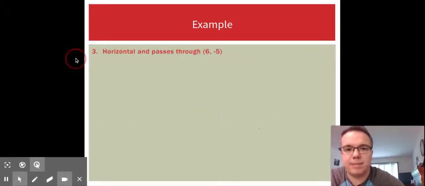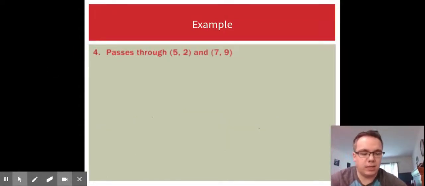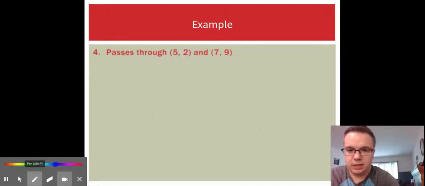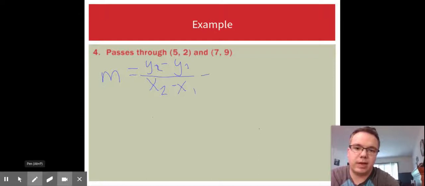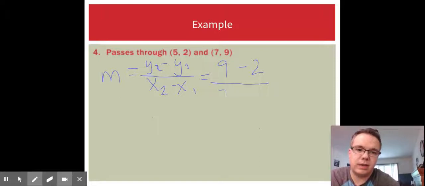All right, one last example with slope-intercept form. It gives us 2 points that our line passes through, (5, 2) and (7, 9). So remember, the first thing we have to find is our slope. And to get our slope, remember, it's the change in y, so y2 minus y1, over my change in x, which is x2 minus x1. So I'm going to take my y-coordinates, 9 minus 2, over my x-coordinates, 7 minus 5. In this case, I'm going to get 7 halves.